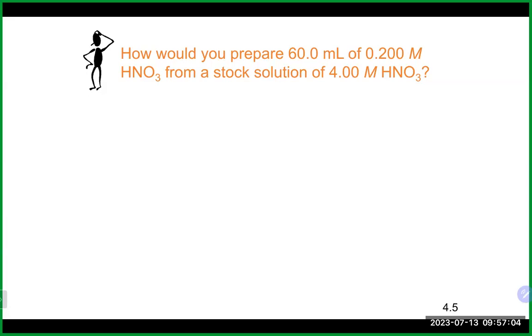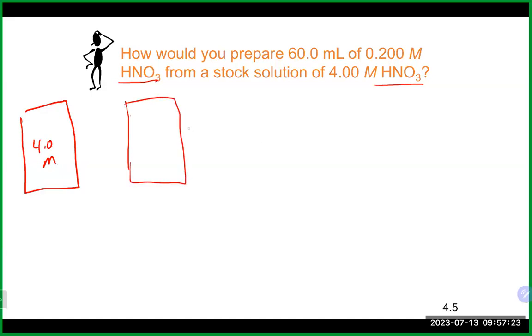Okay, let's take a look at this one. So this is definitely a dilution. We're starting with nitric acid. We are ending with nitric acid. They're both the same. We basically have a bottle of nitric acid that's sitting there that is 4 molar. We want to make a new container that has a volume of 60 milliliters and a molarity of 0.2 molar of the nitric acid. So this is definitely a dilution type of situation. We have M1 V1 equals M2 V2.